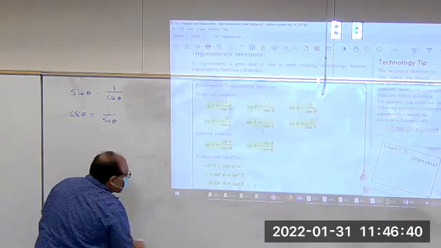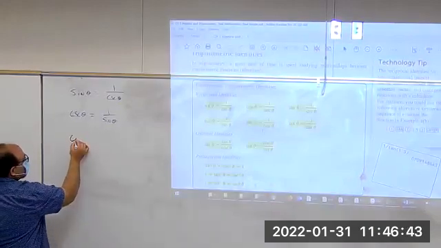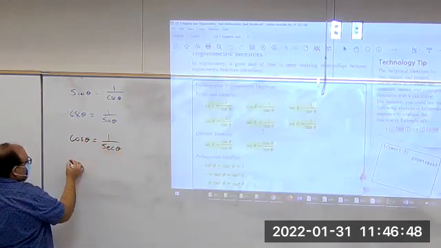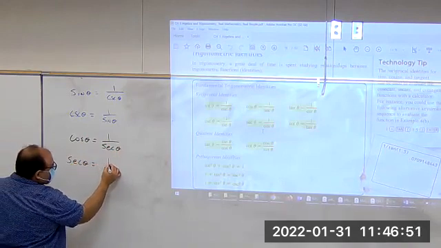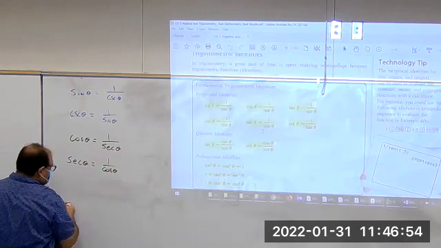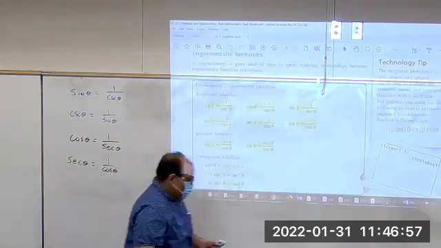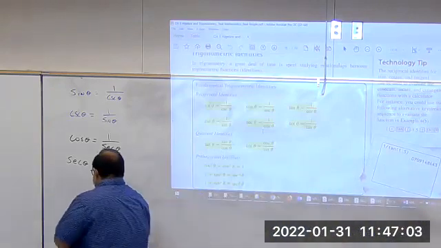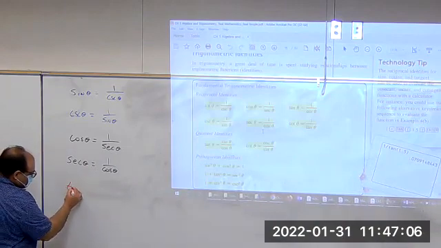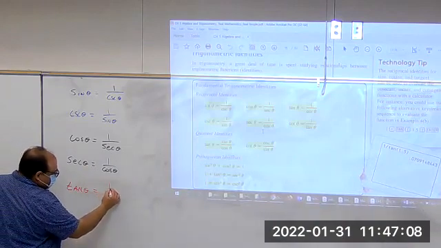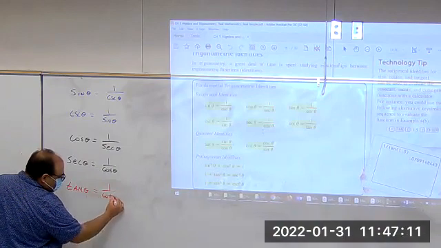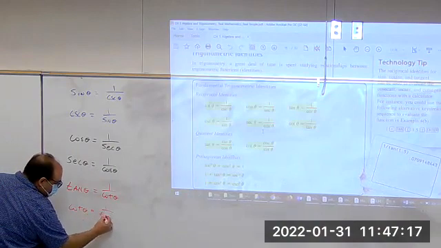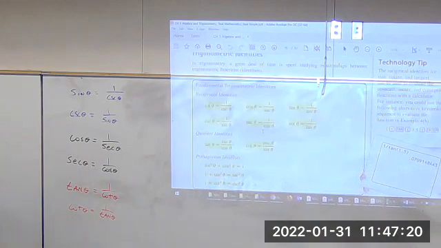Cosine and secant go together. Cosine theta is the reciprocal of secant theta. Likewise, secant theta is the reciprocal of cosine theta. And tangent goes with cotangent, obviously. Tangent theta is 1 over the cotangent of theta. And cotangent theta is the reciprocal of tangent theta. They are reciprocals of each other.